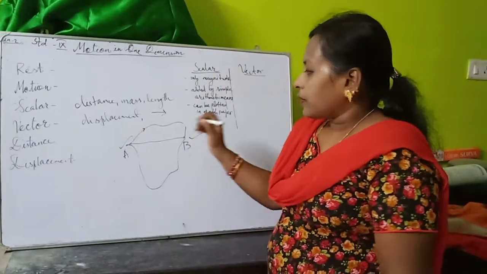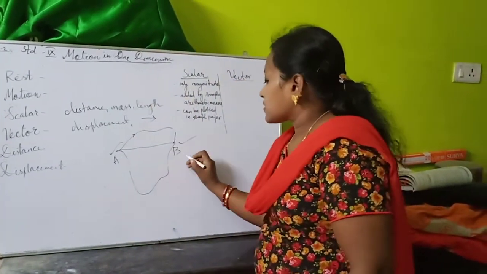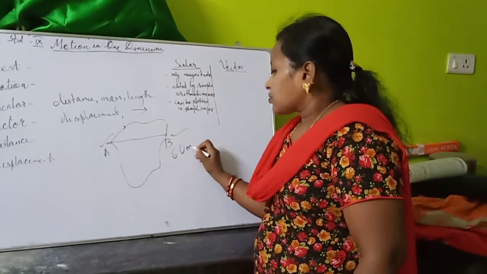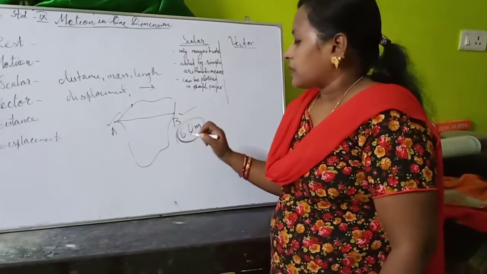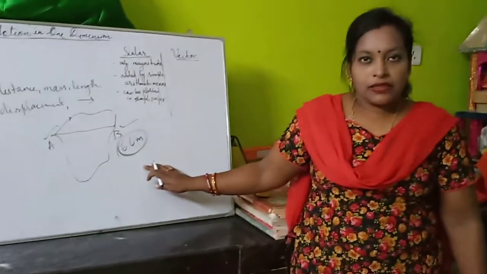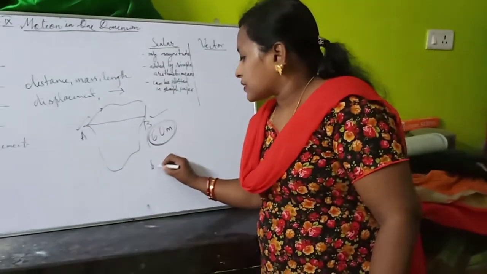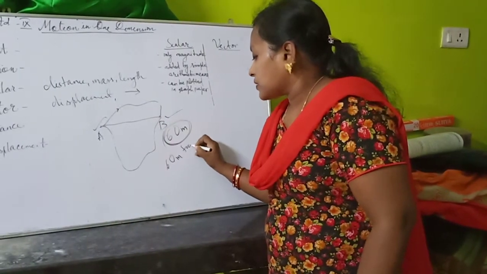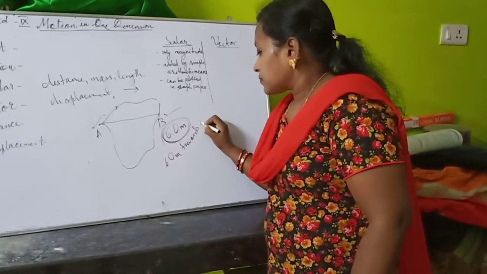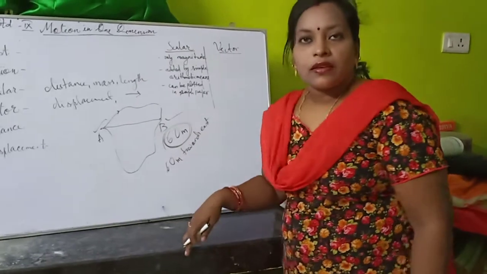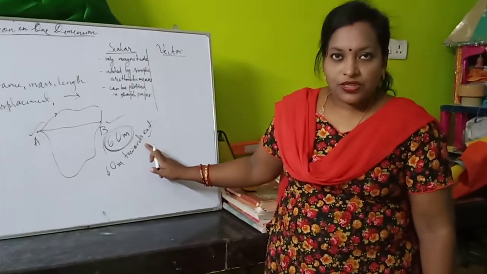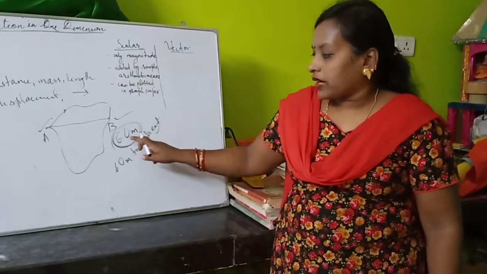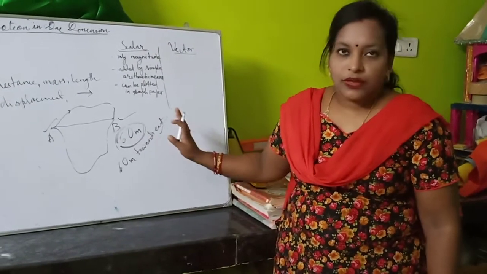For example, one boy travelled 60 meter. If the path travelled is 60 meter, then it is the distance. If it is provided that 60 meter towards east, then we can know this is a vector quantity. Means direction is given. So from here you can say which is a scalar quantity and which is a vector quantity.